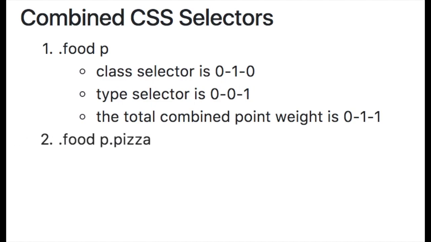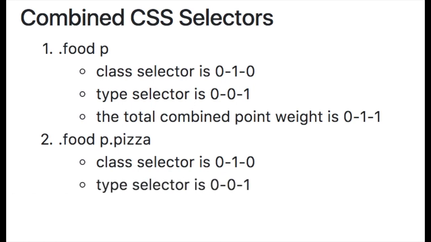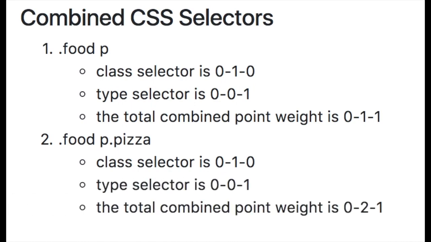Our second selector, .food space p .pizza, has two class selectors and one type selector. So the combined weight would be 0-2-1. The 0 is for the first column. We have no ID selectors. The 2 in the second column is there because we have two class selectors, and the 1 in the last column is for that one type selector.